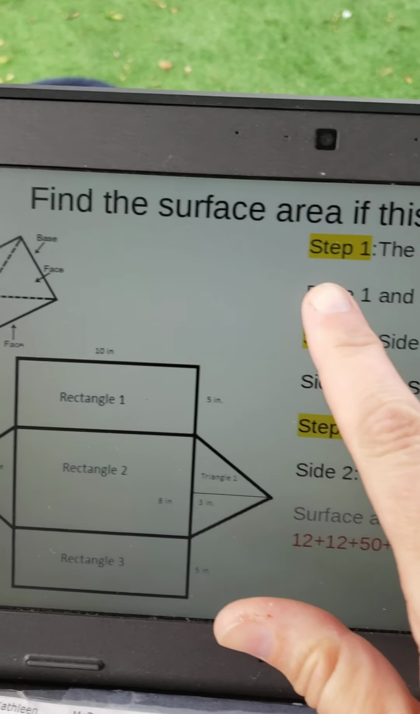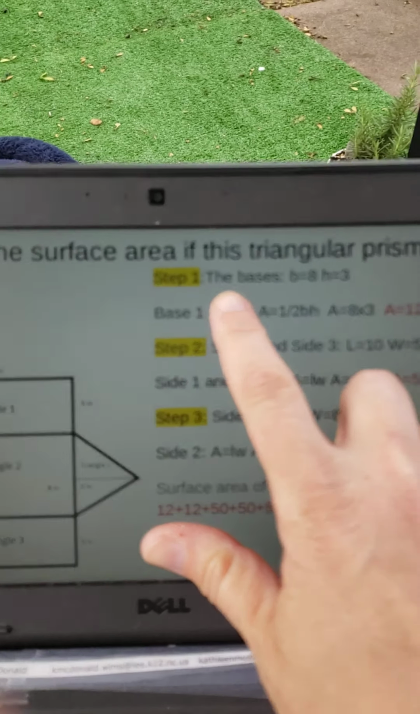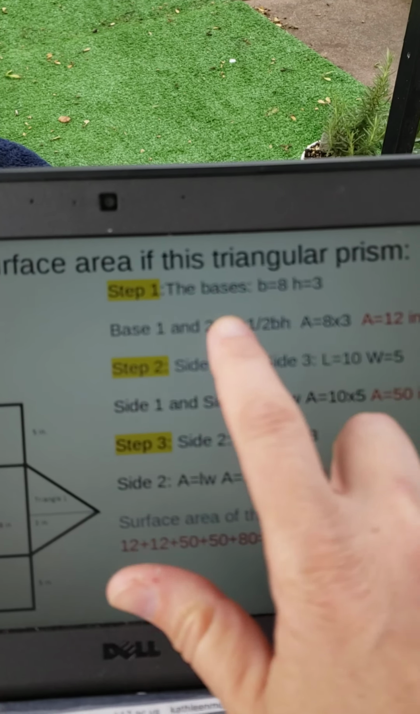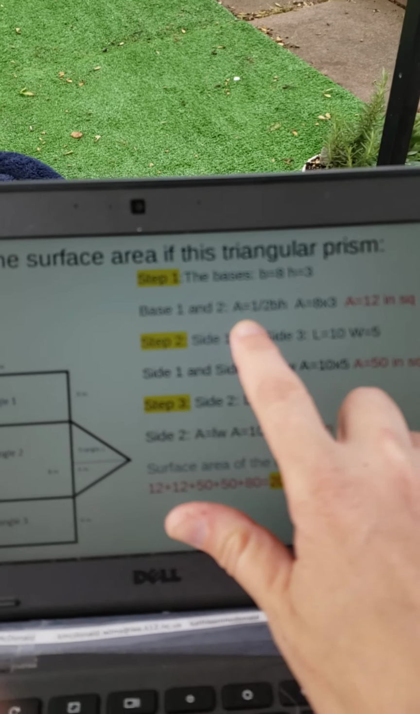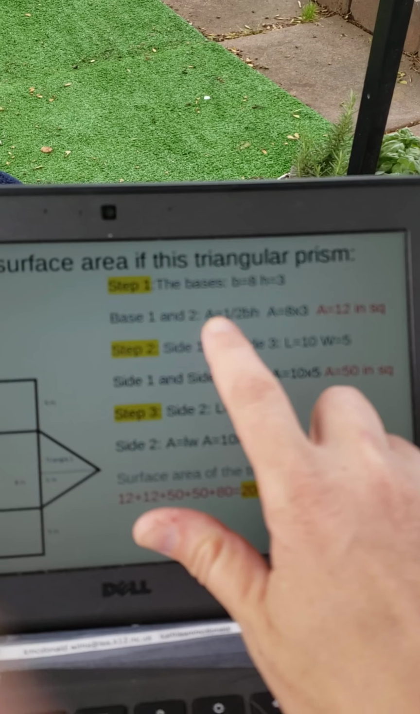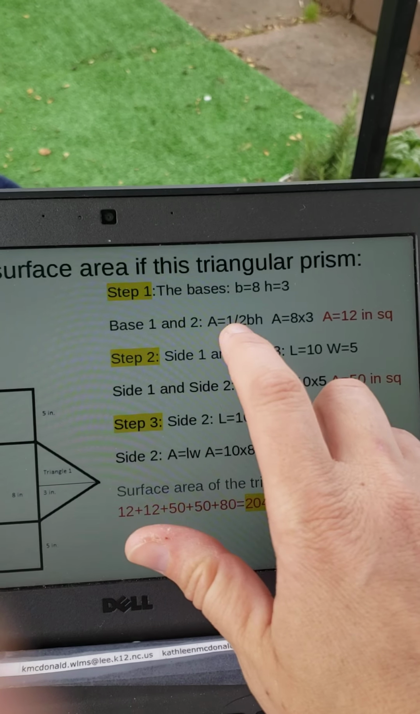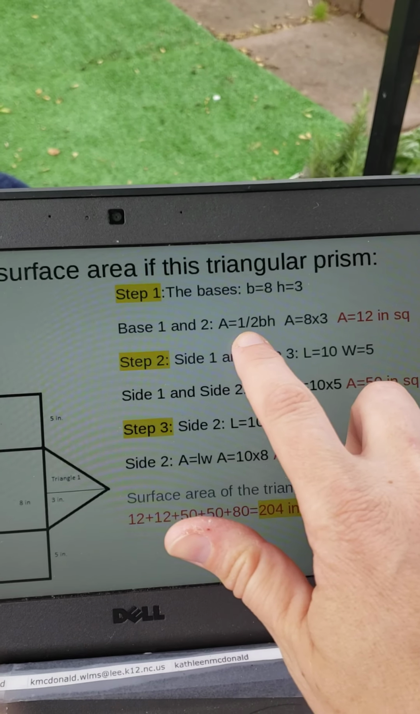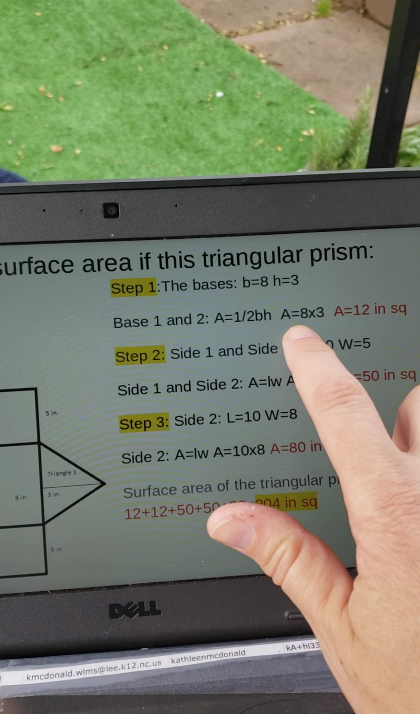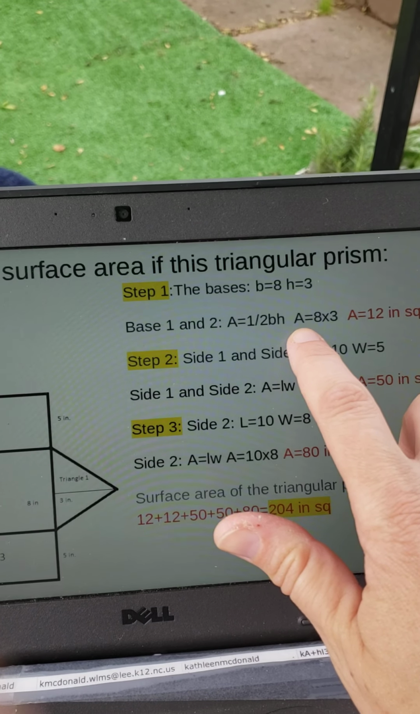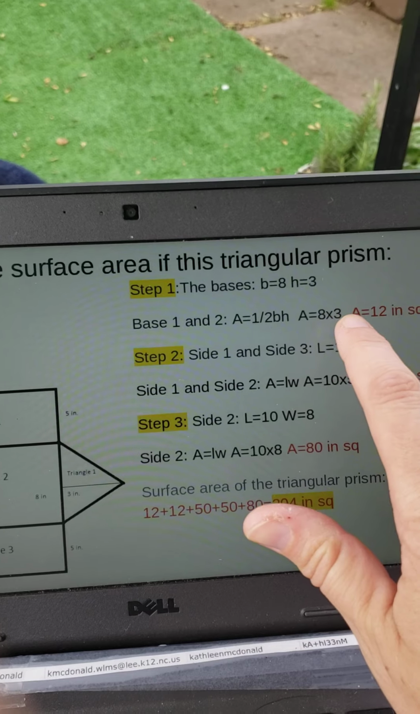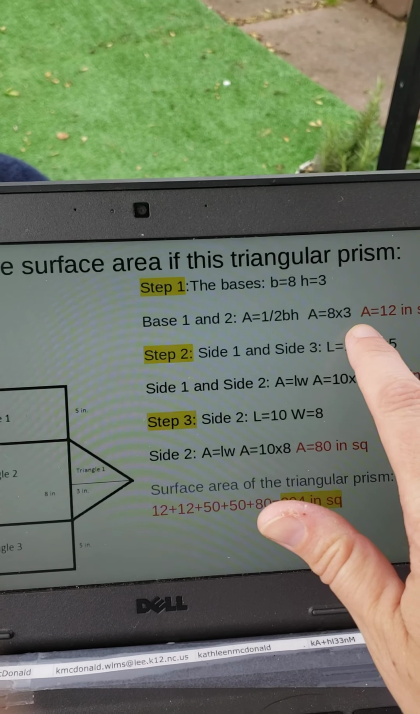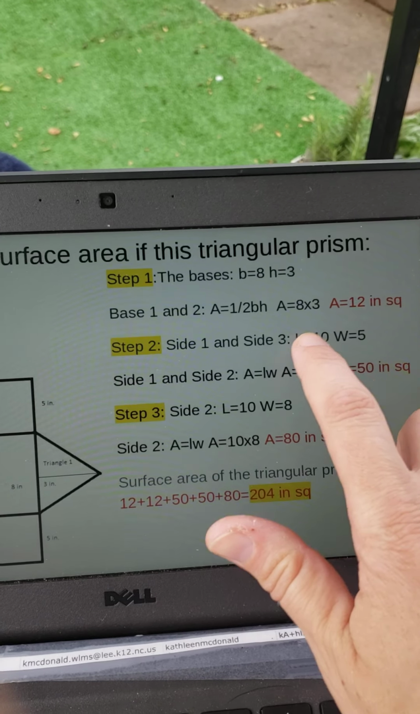Right. Okay. So they started. Right here we started with the 8 and the 3. So 1/2 base times height. So the area equals 1/2 times 8 times 3. So it's 12, because 8 times 3 is 24.